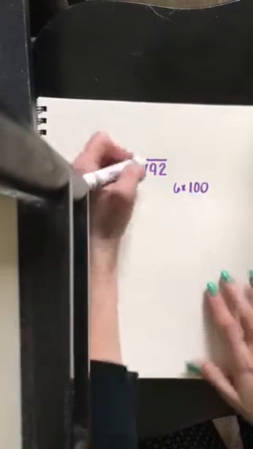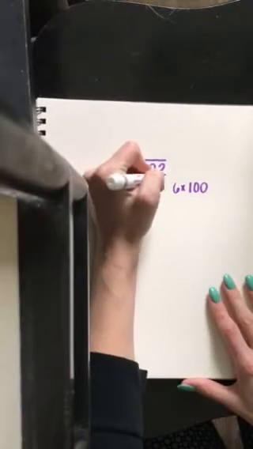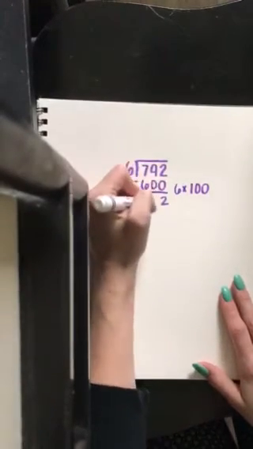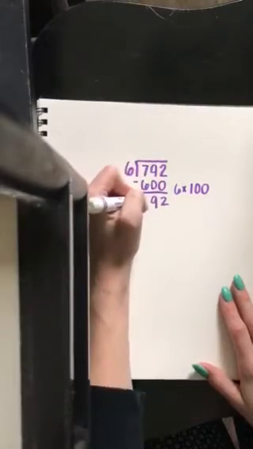They know 6 times 10 is 600. So they write 600 underneath. And they simply subtract it. So 2 take away 0 is 2, 9 take away 0 is 9, 7 take away 6 is 1.